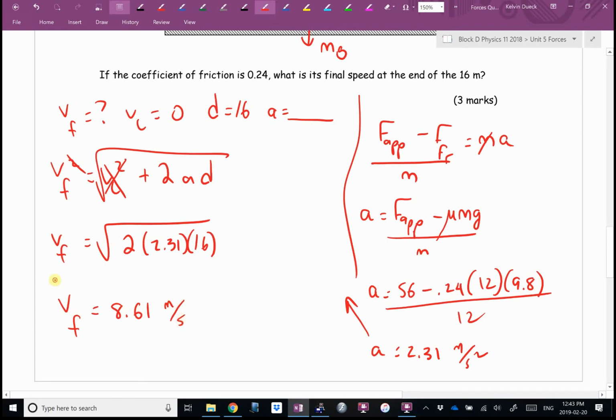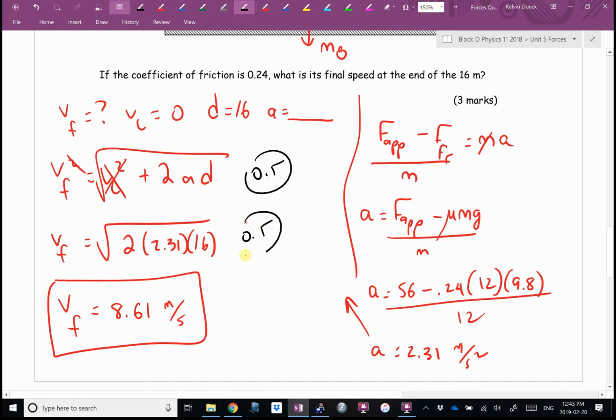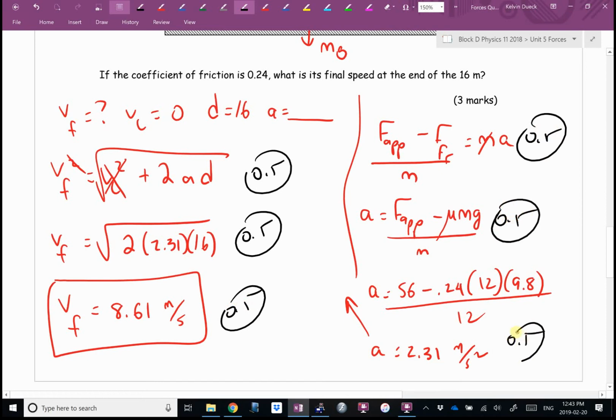Meters per second. If you got that, I'm impressed. 3 out of 3. Otherwise, I would probably do something like this. I would give you a half mark if I saw that, a half mark if I saw that, a half mark if I saw that, a half mark if I saw that, and a half mark if I saw that. And I would give you a half mark for the acceleration. If you got the acceleration wrong, but you successfully did that, then you can get 1.5 out of 3 still.